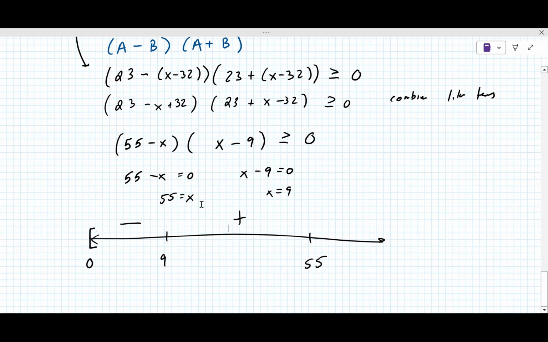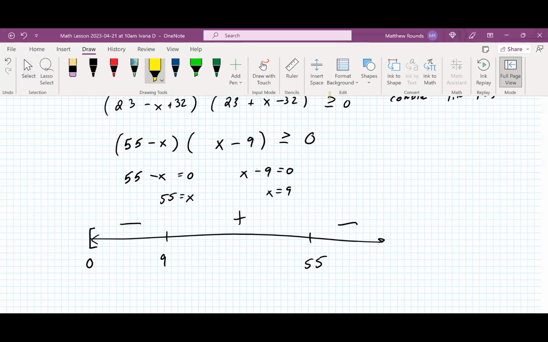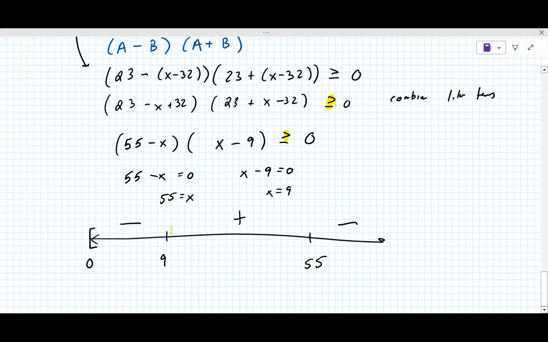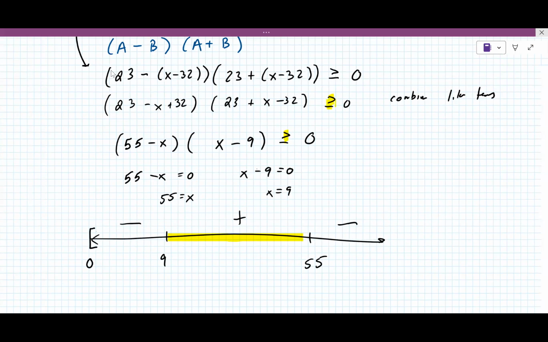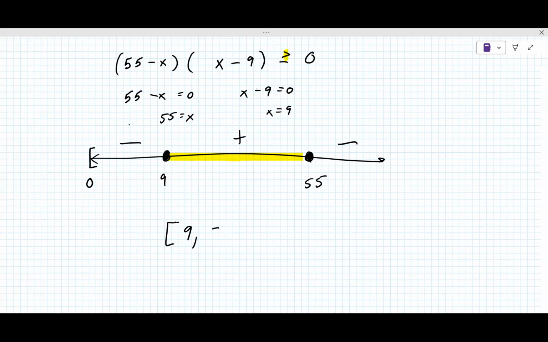That's going to be negative. Agreed. Now we're interested where it's greater than or equal to 0. So we want this region in the middle here. Since it's greater than or equal to, is it going to be filled in or open circles at the ends here? It's going to be filled in circles. Yes, so it includes those points. So your region is from 9 to 55. Sorry, bracket, like that. Now that's doing the math.